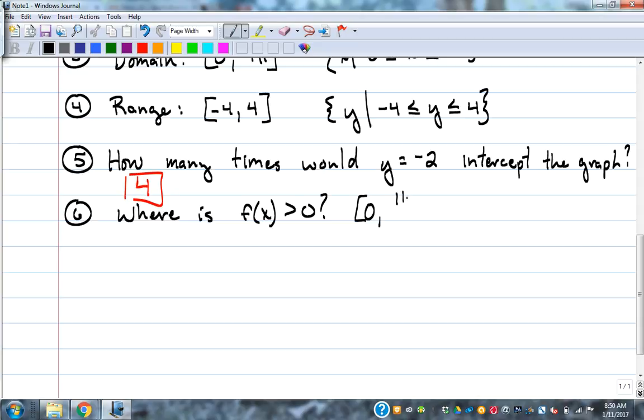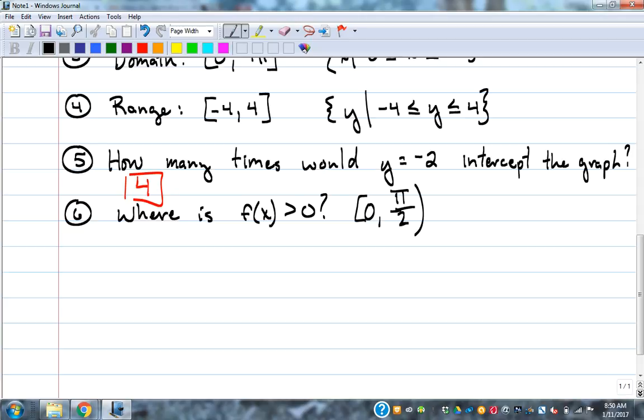From 0 to pi over 2. Is the pi over 2 included? Why not? It's on 0. It's not greater than 0. So that not having an equal to mark is important there. If it had an equal to mark, you put a bracket on that.